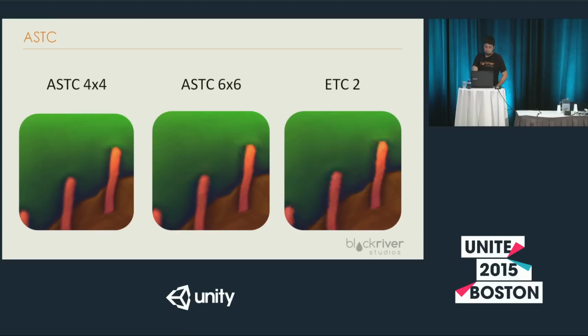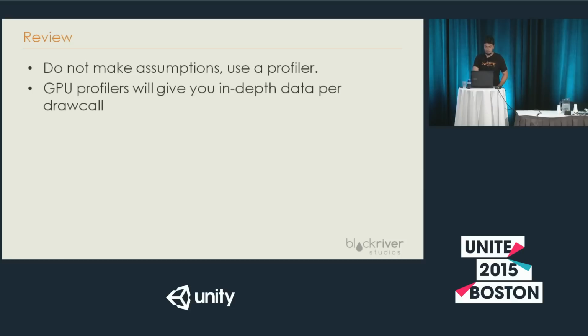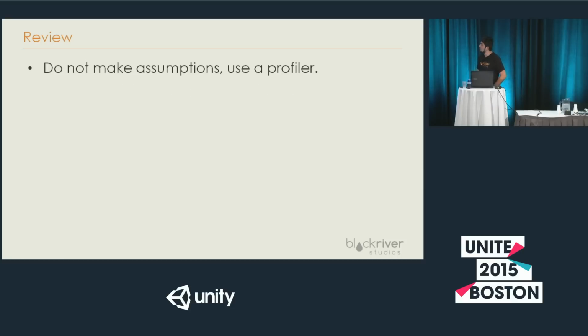So that's a comparison between ASTC 4x4, 6x6, and ETC2. You can see the better quality. These are the recommended settings. For RGB, we used 6x6 blocks, and for RGBA, we used 4x4 blocks, as well as for normal maps. And our review is: when you're optimizing, do not make any assumptions.